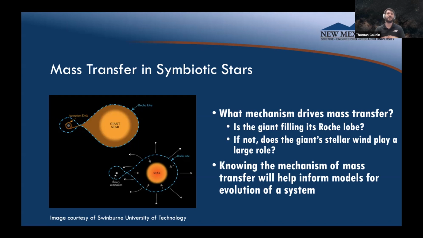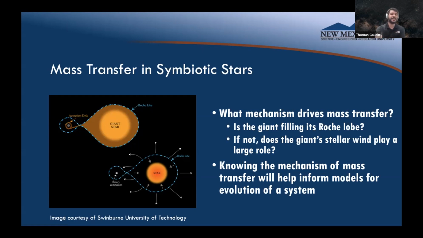The big question is what mechanism drives mass transfer from the red giant to the white dwarf. We know that the giant loses mass to the dwarf. The question is, how is this done? This question revolves around the shape of the giant. If we see our giant filling its Roche lobe looking in this nice teardrop shape, then we say that the star is experiencing Roche lobe overflow. It exchanges mass just like most interacting binaries do.